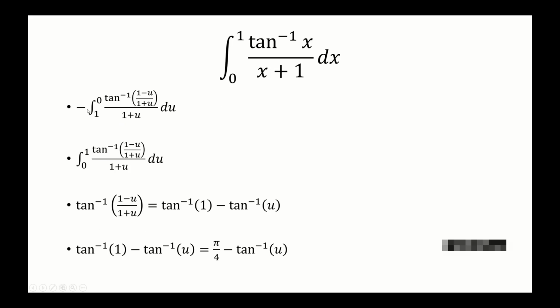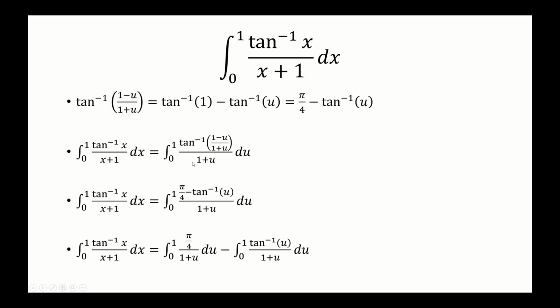Now the negative outside, I can get rid of it by switching the limits. So instead of going from 1 to 0, I'm going to go from 0 to 1. And here I'm going to use a property that the inverse tangent of (1 minus u) over (1 plus u) is equal to inverse tangent of 1 minus inverse tangent of u. So inverse tangent of 1 is just pi over 4, and that's going to be pi over 4 minus inverse tangent of u.